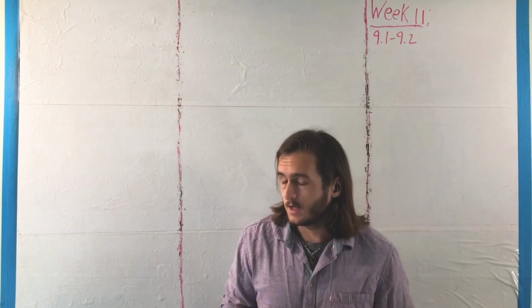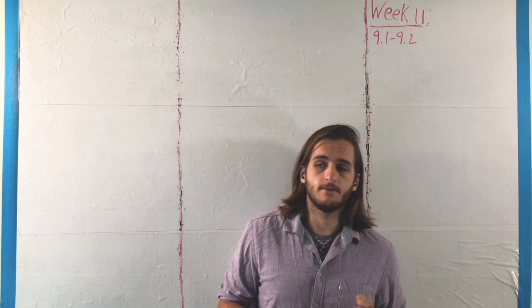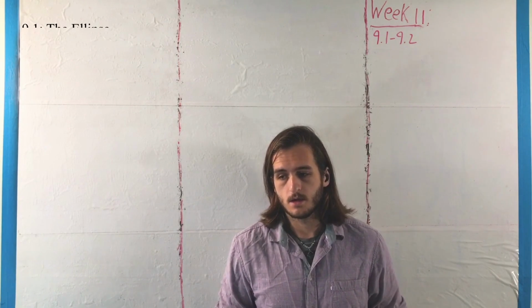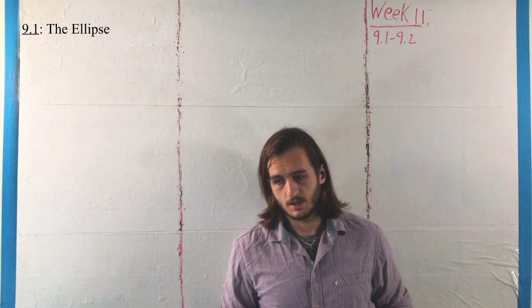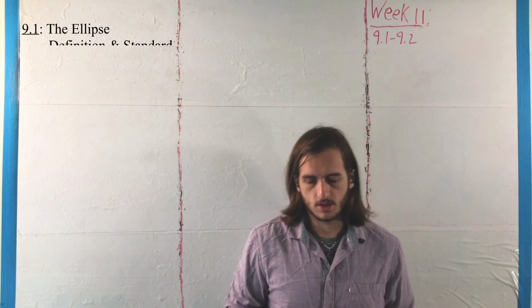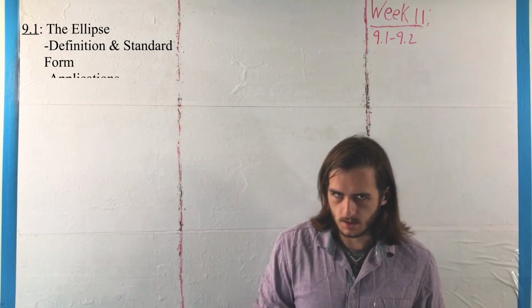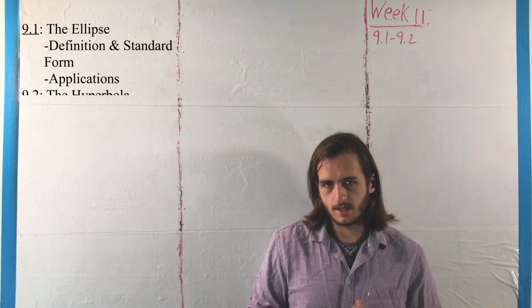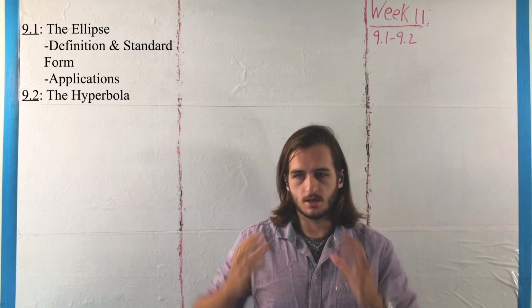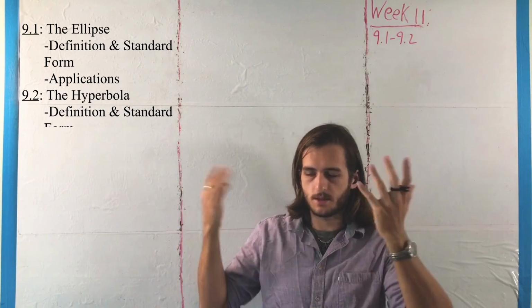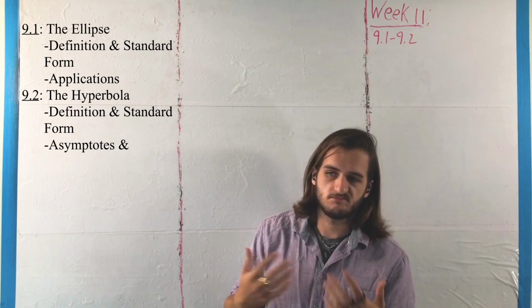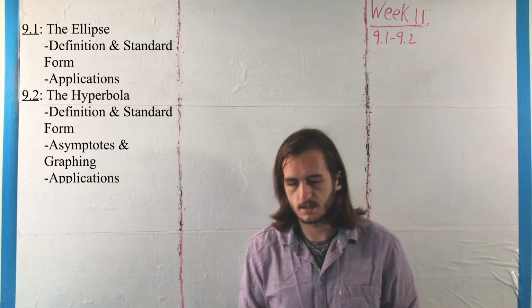In any case, with what we have here, we're going to be looking at first the ellipse in section 9.1, so we get the basic definitions there in terms of the standard form and some ways we can use this. And then in 9.2, we're going to be looking at the hyperbola, which is essentially the ellipse but turned inside out with a lot of those same sorts of structures, just different numbers, different pluses, different minuses.